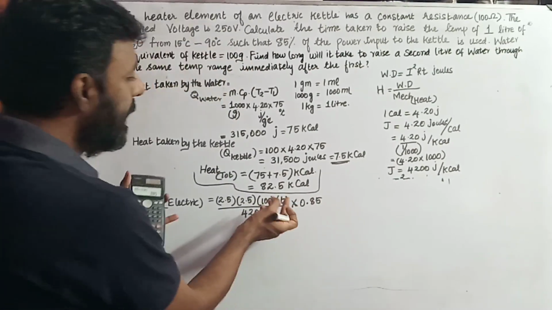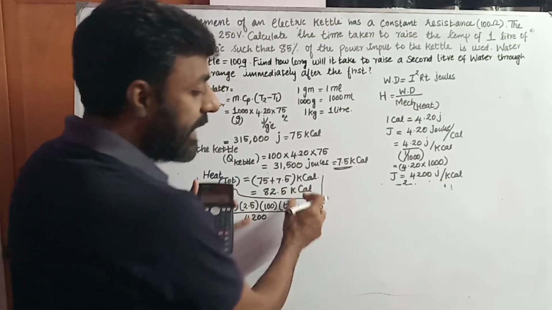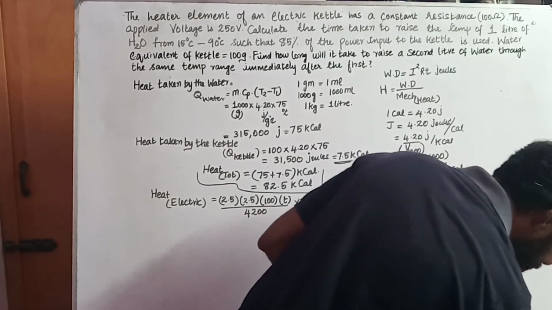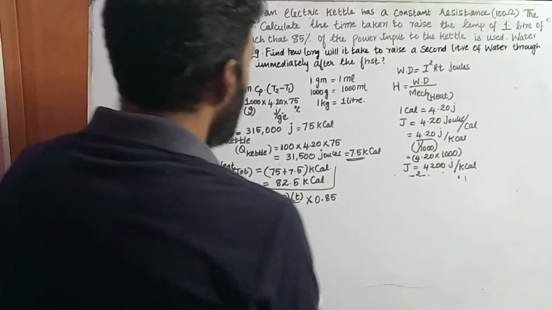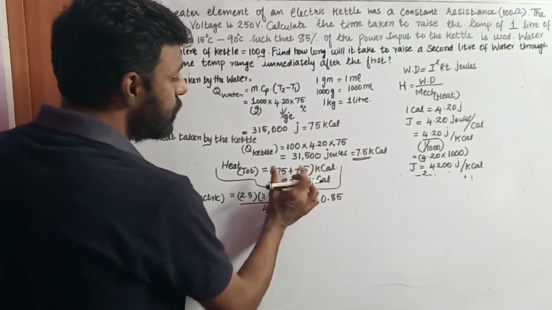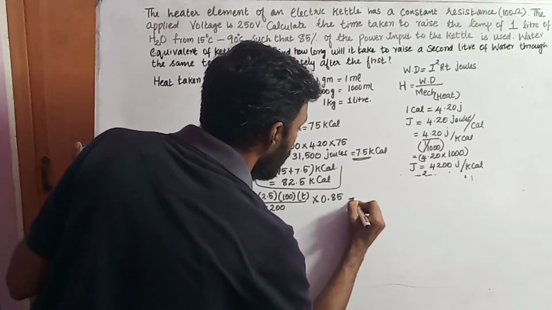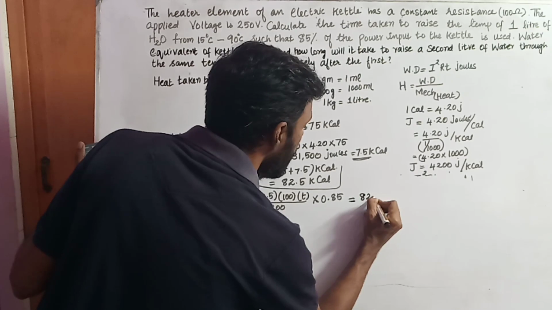So I'm going to equate this with 82.5. This is a total heat, and I'm going to equate it now. So it will be 82.5.